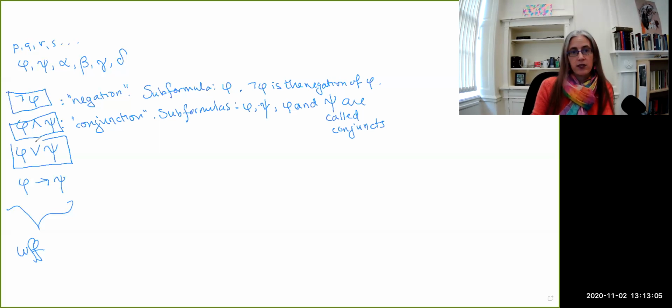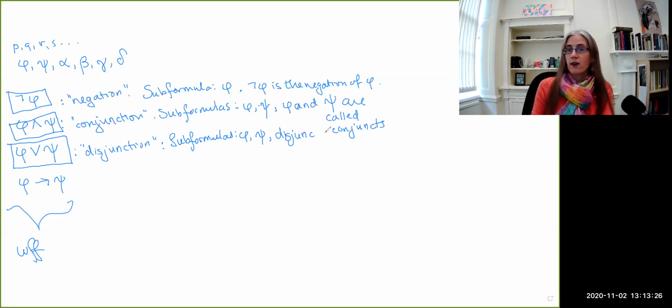Next, we have the ordinary V, and this is disjunction. So the entire complex formula is called a disjunction. Here you can probably already guess what the subformulas of this formula are going to be. It's going to be phi and psi again. And in this formula, they are called disjuncts rather than conjuncts. So two or more disjuncts make up a disjunction.